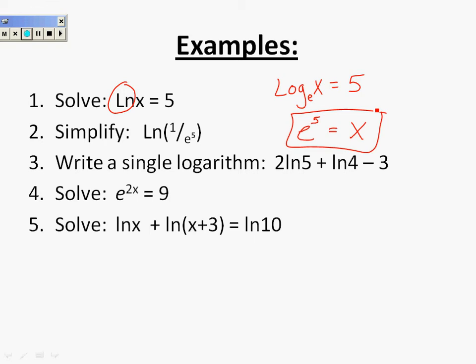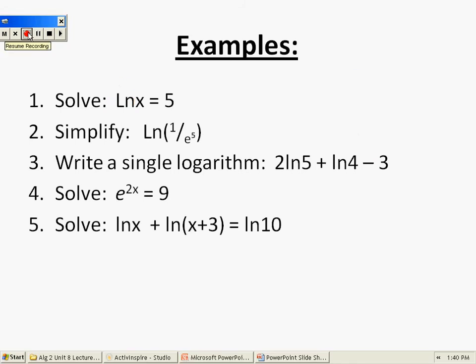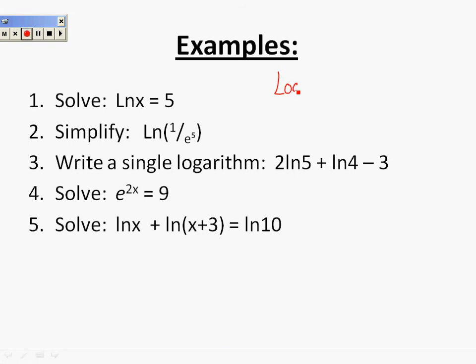Okay? Let's go ahead and take a look at number 2. Go ahead and write down 2, please. Simplify ln of 1 over e to the 5th. So I'm going to change ln once again to just log base e. And we'll do 1 over e to the 5th. Well, what do you guys think? Subtraction. We could do subtraction because division becomes subtraction, right?